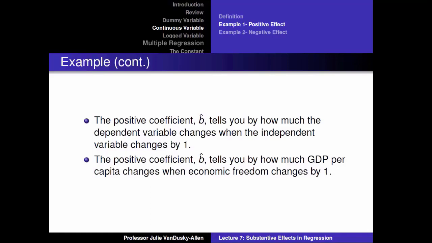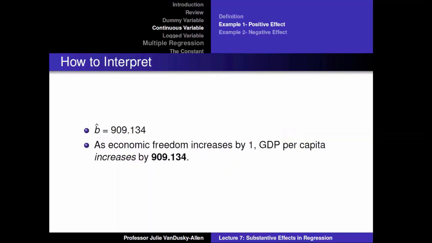The positive coefficient b hat tells you by how much the dependent variable changes when the independent variable changes by 1. In this particular case, b hat tells you how much GDP per capita changes when economic freedom changes by 1. Since our b hat was 909.134, we can say as economic freedom increases by 1, GDP per capita increases by 909.134.